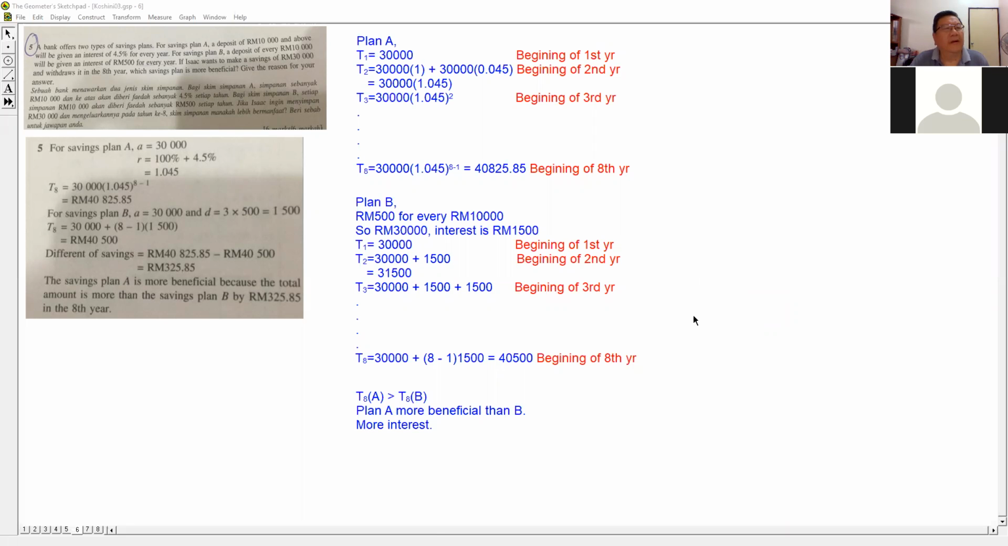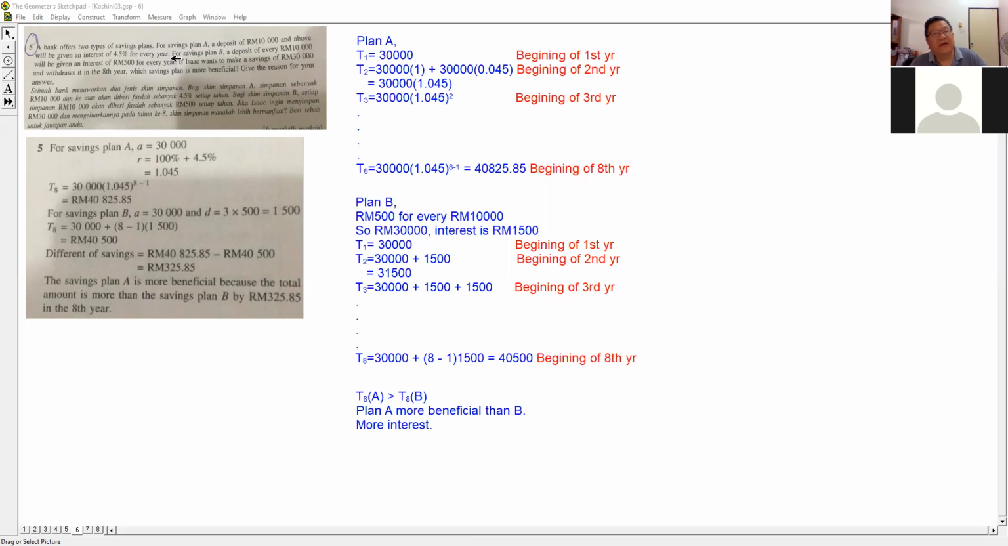Okay, start. I don't expect a lot of students, but I just want to record and post it on the Google Classroom. Okay, right. Now the question is like this. A bank offers two types of savings plans. For savings plan A, a deposit of 10,000 and above will be given an interest of 4.5% for every year.